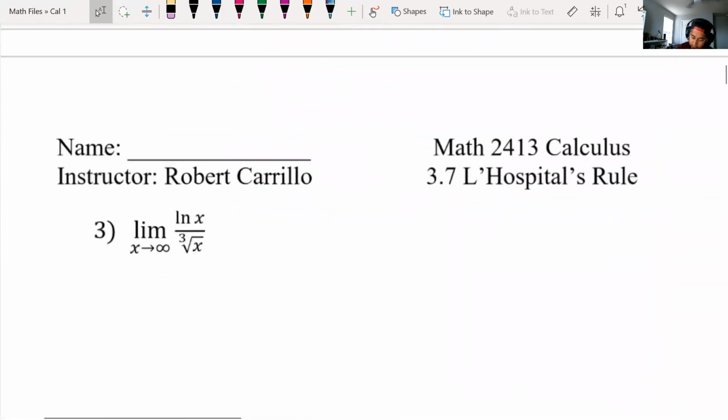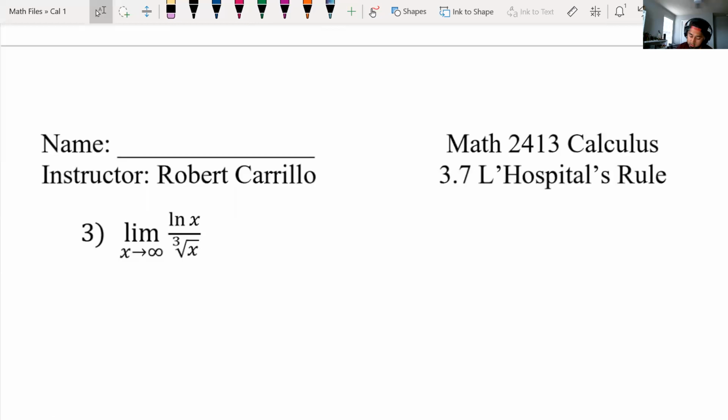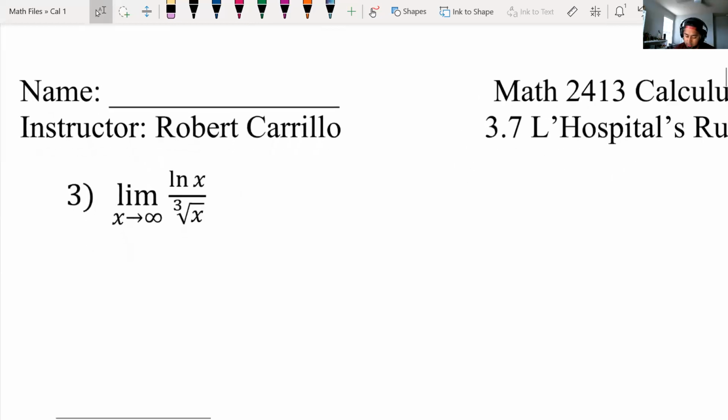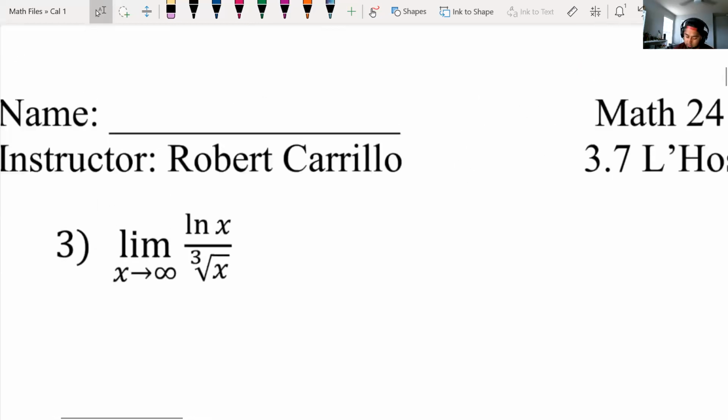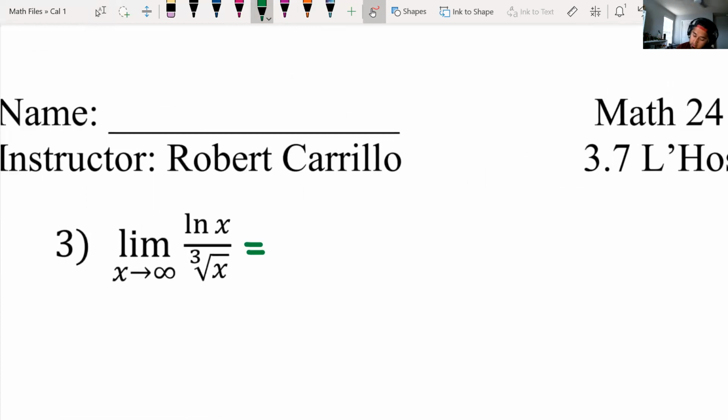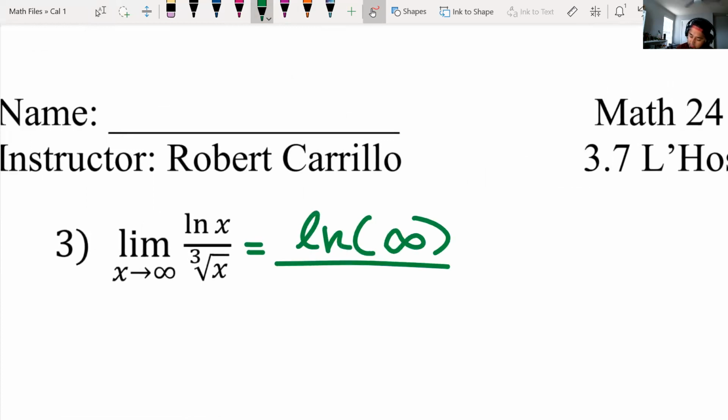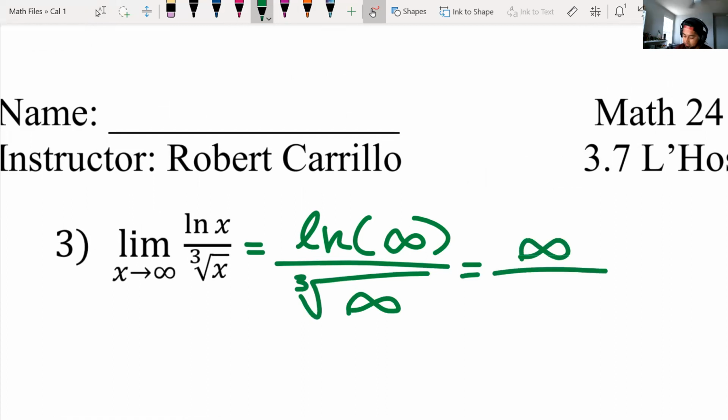All right. 3. Same thing. Zoom in, zoom, zoom, zoom. There we go. Always plug in the number first. And we have green now, so you'll get the natural log of infinity over the cube root of infinity. And the natural log of infinity is infinity. And the cube root of infinity is also infinity.